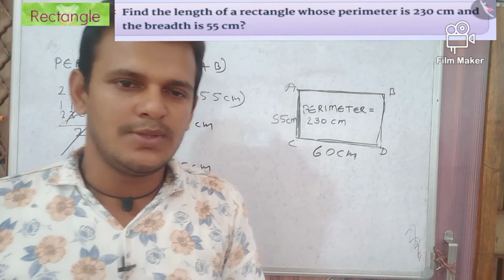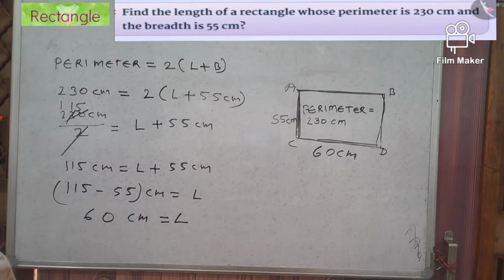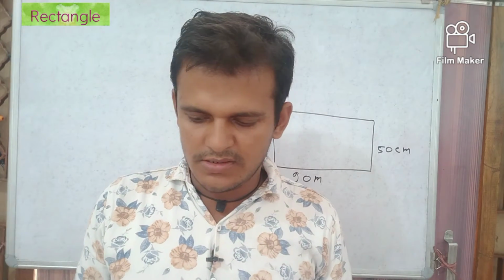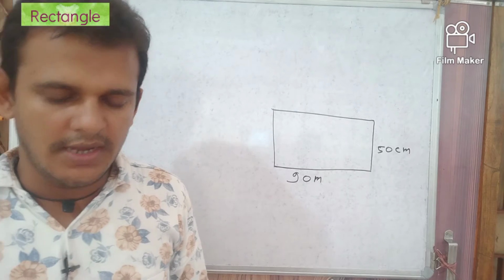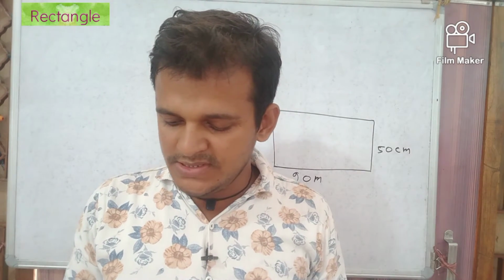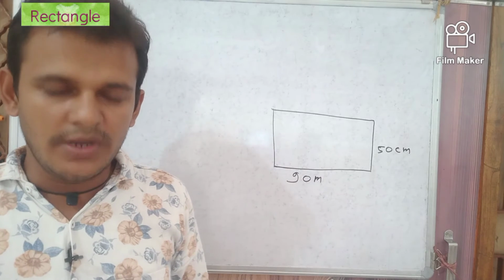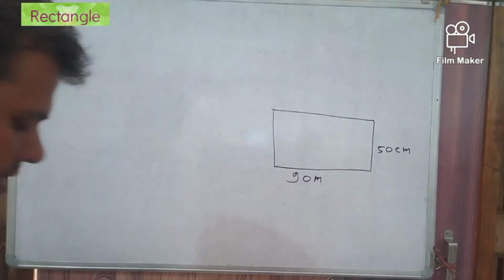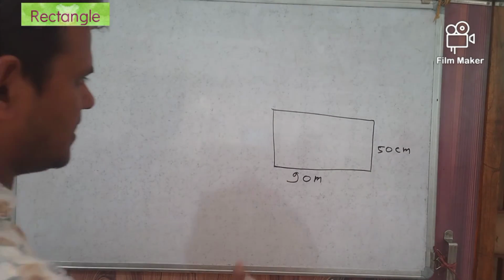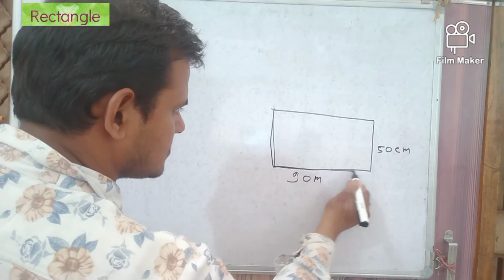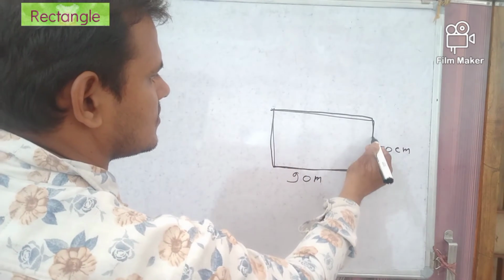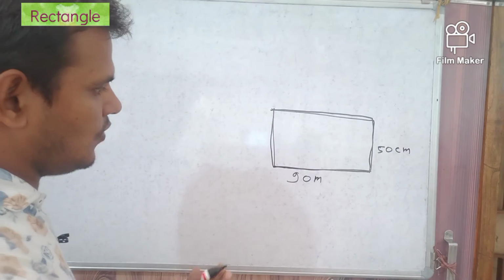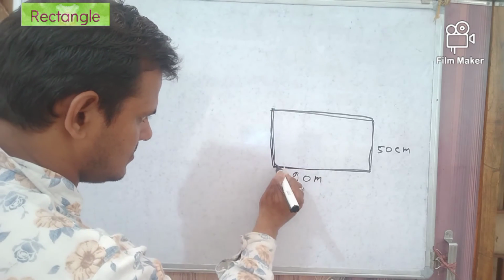So move to question number 2. Question number 2 is: find the cost of fencing around a rectangular field of length 90 meter and breadth 50 centimeter at the rate of Rs 22 per meter. Find the cost of fencing around the rectangle. Around the rectangle means perimeter. Cost is 22 rupees per meter. So we need to find the perimeter of this rectangle, right?